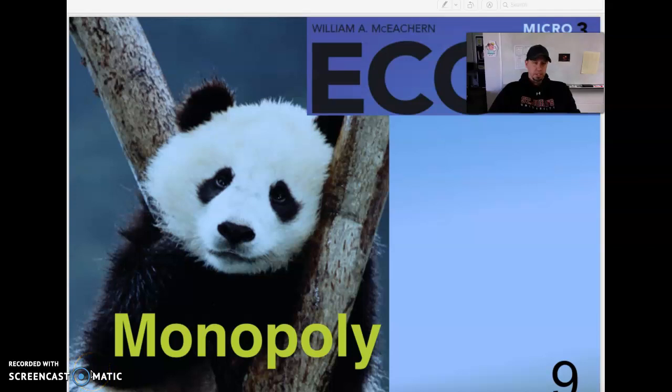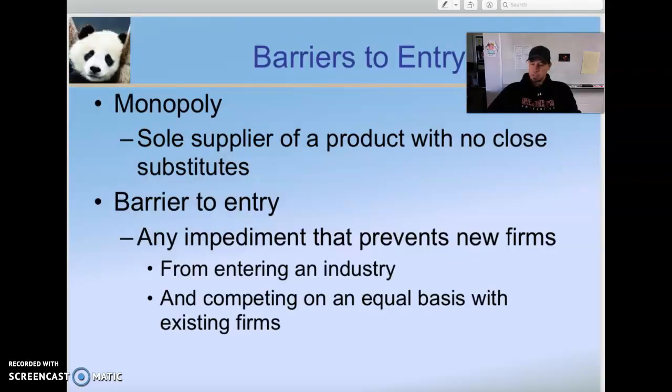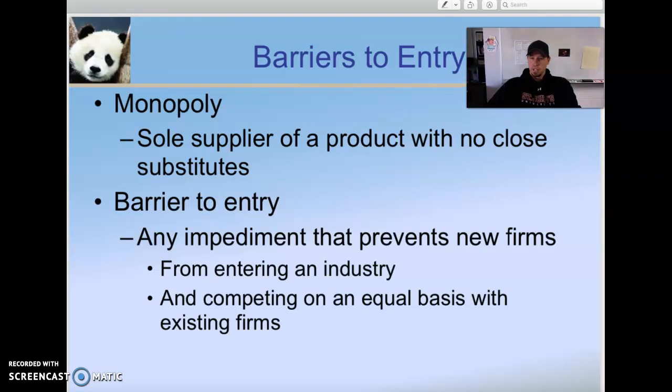All right, let's look at the market structure of monopoly. We talked last week about perfect competition and its characteristics. There were many buyers and sellers. No buyer or seller had any market control or market power. This is the opposite. Okay, monopoly, we're dealing with a single supplier.